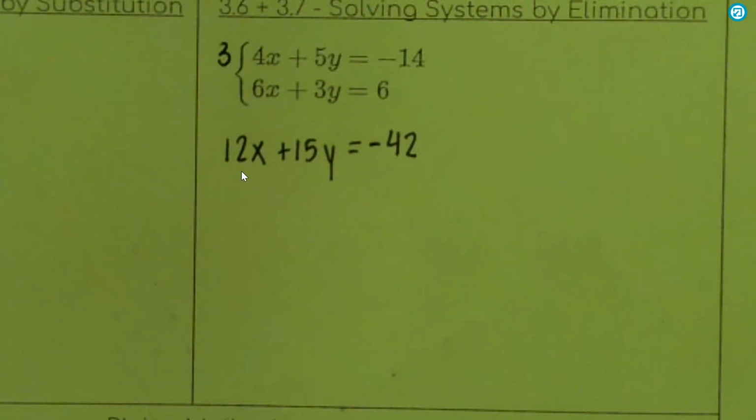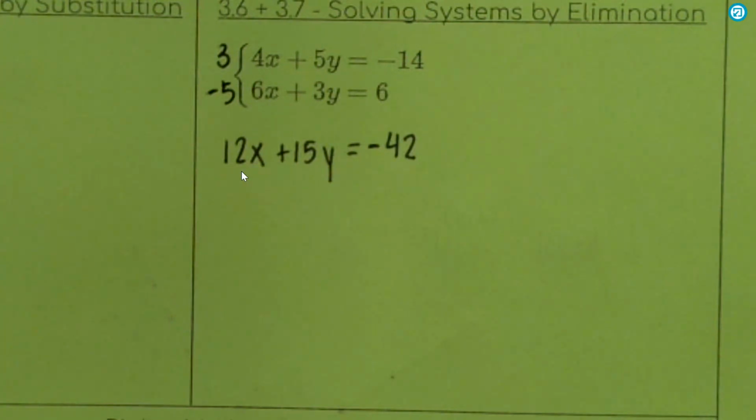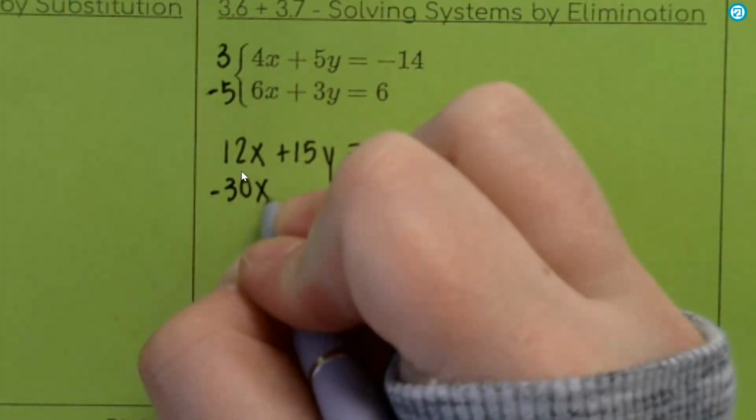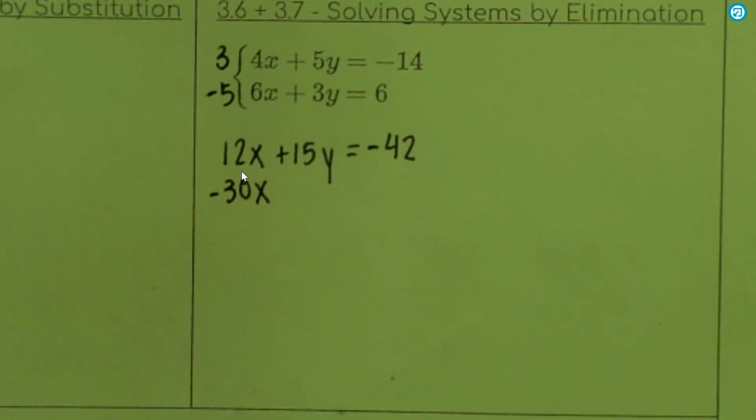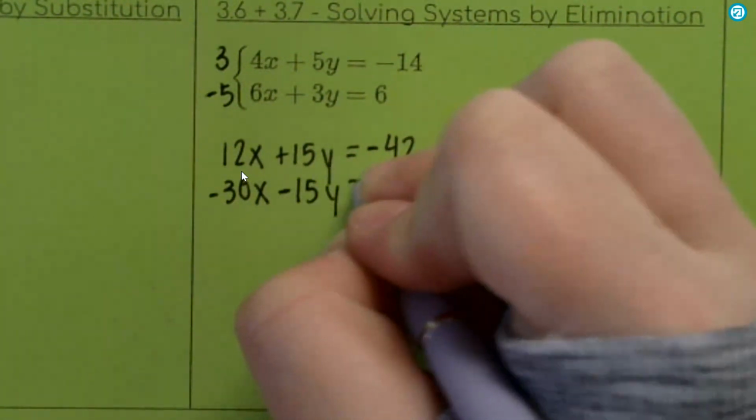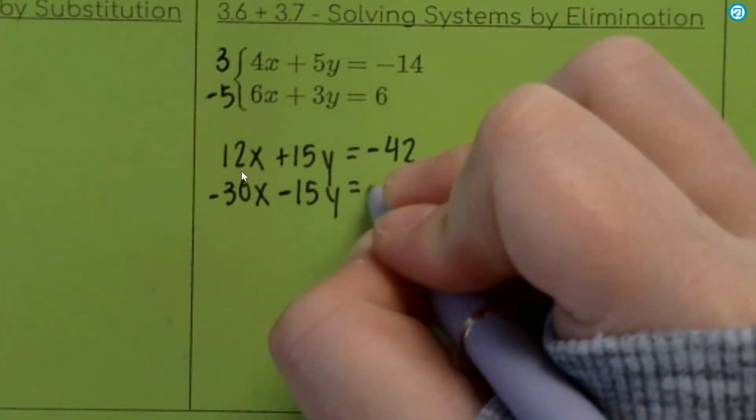All right, we made the top one be 15y. What do we need to make the bottom one have? Negative 15y. So we need to multiply our bottom equation by negative 5. So now we've got negative 5 times 6, which is negative 30x. Negative 5 times 3y is negative 15y. And negative 5 times 6 is negative 30.